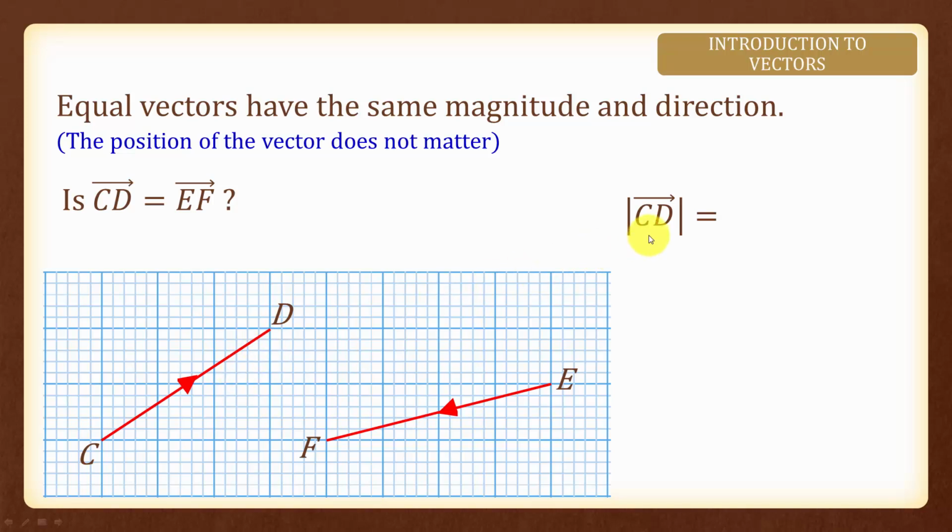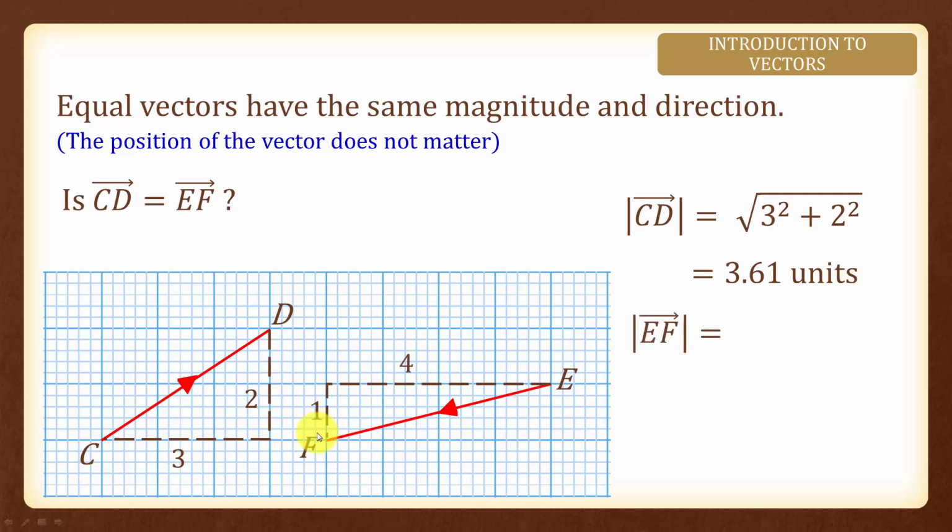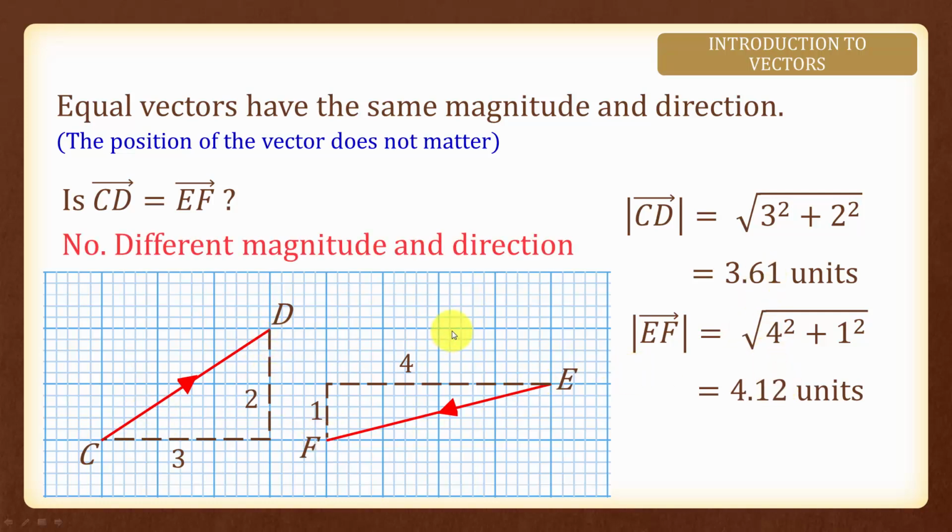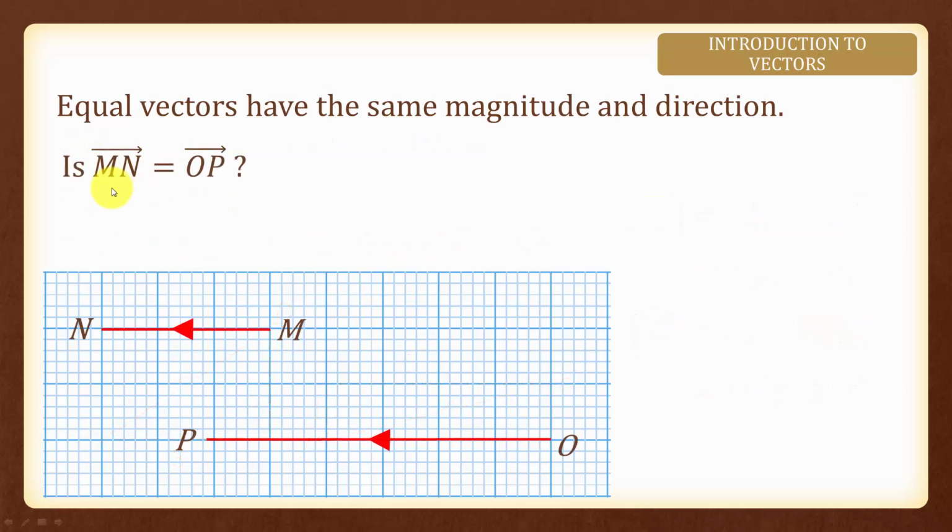The magnitude of CD is equal to the square root of 3 squared plus 2 squared, which is equal to 3.61 units, while the magnitude of EF is equal to the square root of 4 squared plus 1 squared, which is equal to 4.12 units. Clearly, the magnitude and directions of the two vectors are not the same, therefore, they are not equal vectors. Is vector MN equal to vector OP?